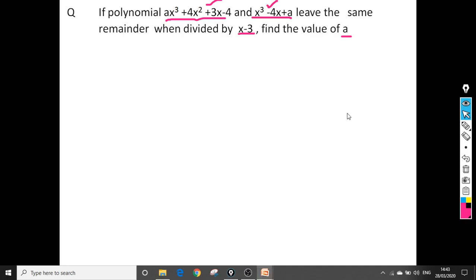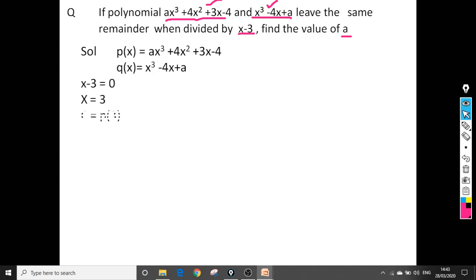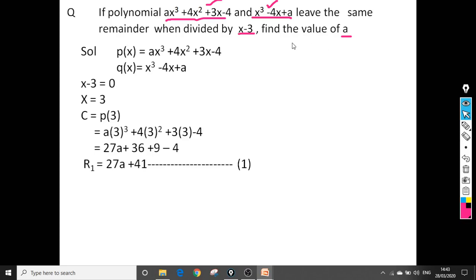First step, we will consider the first polynomial as p of x, and the second polynomial as q of x. In the first case, we set x minus 3 equal to 0 and substitute this value: p of 3. By substituting the value we get 27a plus 36 plus 9 minus 4, and the remainder comes to be 27a plus 41.